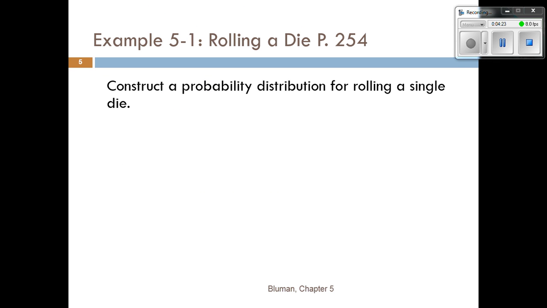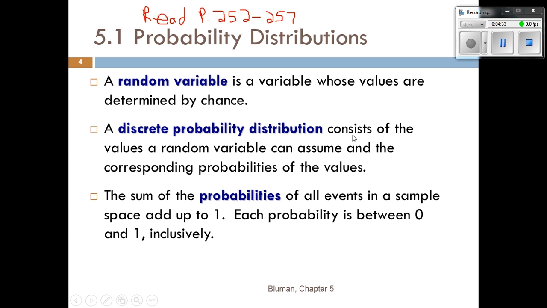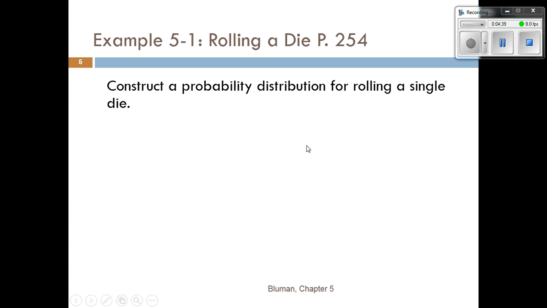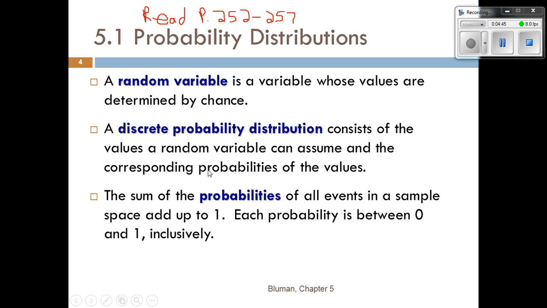Okay. So here's an example of what a probability distribution looks like. The probability distribution for rolling a single die. So remember, a probability distribution consists of the values that the random variable can assume. So what are those values for a single die? 1, 2, 3, 4, 5, and 6. And then it also consists of the probabilities of each one of those values.